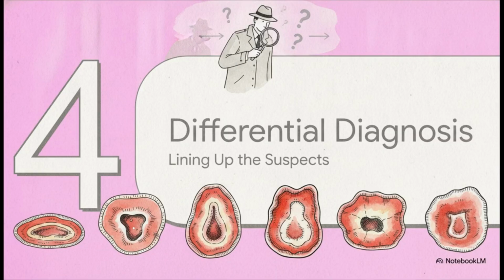Section 4. Differential diagnosis, lining up the suspects. We've arrived at the absolute most critical pivot point in our clinical workup. This is where we have to identify the dangerous lookalikes.